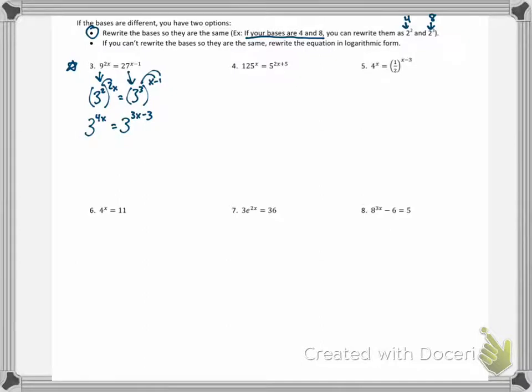Once I'm at the point where I have the same base, you take the exponents and set them equal to each other. So 4x equals 3x minus 3. Again, we move stuff around, subtract the 3x, and I get x equals negative 3. Now, ultimately, we can check it in the problem up at the top. So I'd have 9 to the 2 times negative 3 equals 27 to the negative 3 minus 1. That gets me 9 to the negative 6 equals 27 to the negative 4th.